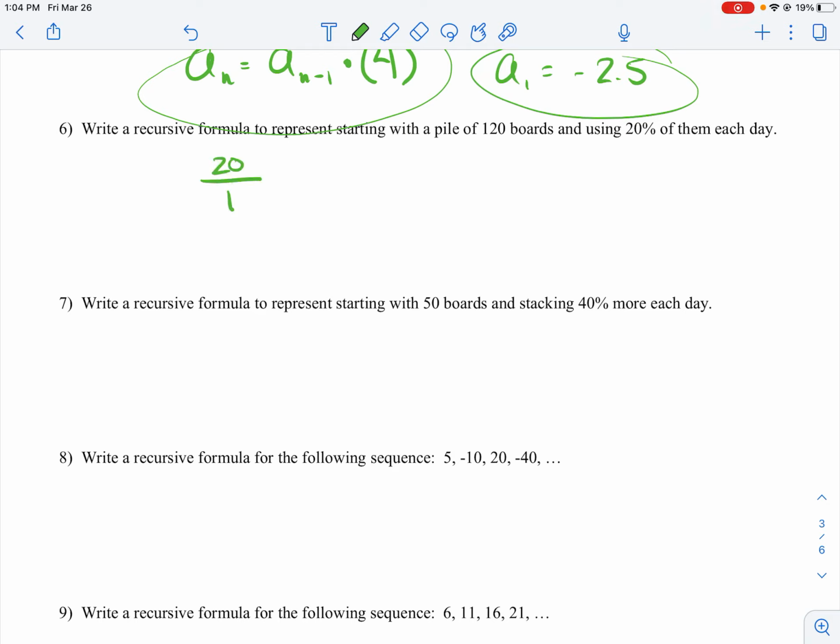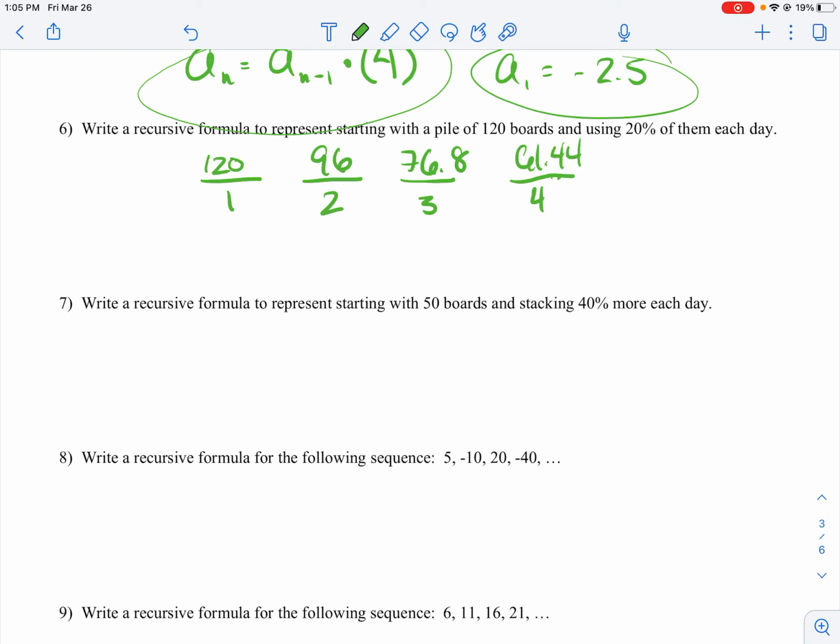Here's our first day. We've got 120 boards, and we use 20% of them. So our second day, we have 96 left. Our third day, we're going to use 20% of that again, and now we're down to 76.8 logs. Probably wouldn't have a 0.8 there, but that's about where we're at. Then that day, we used 20% of that, 76.8 times 0.2. Now we're down to 61.4.